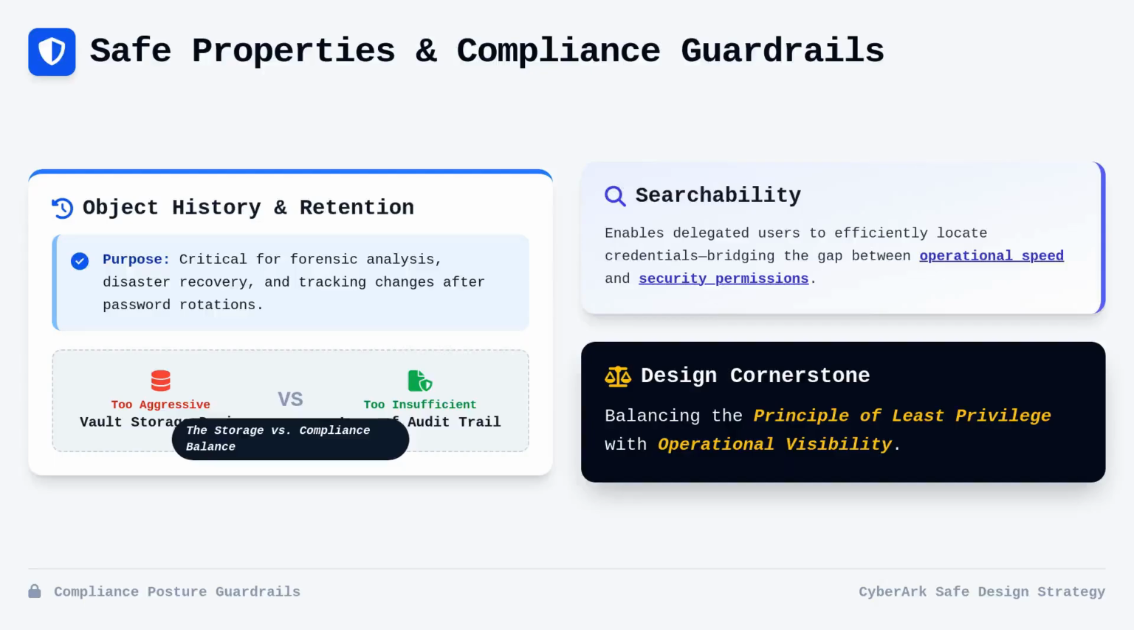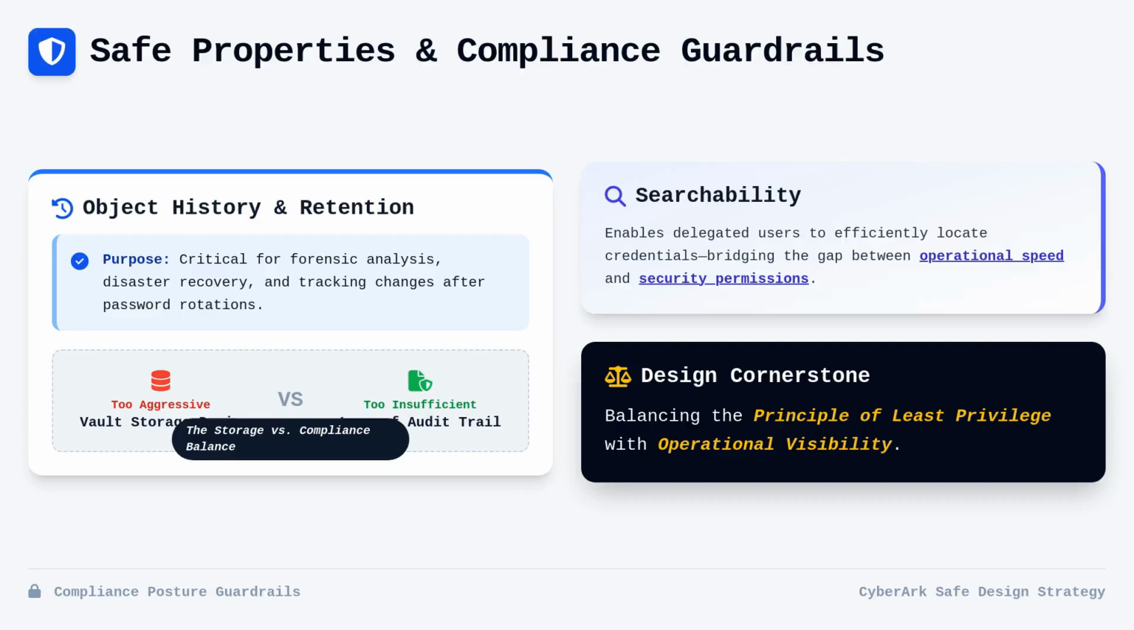Safe properties like object history and retention periods serve as the guardrails for your compliance posture. The retention period dictates how long the vault retains the previous versions of an object, which is vital for forensic analysis and disaster recovery. When an account password is rotated, the CyberArk environment maintains old versions, allowing you to track changes and roll back if an unexpected application dependency breaks following a rotation.